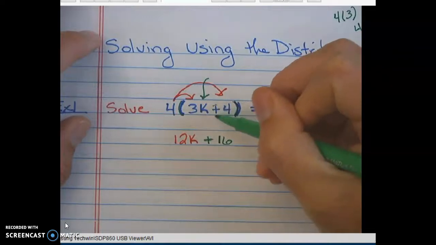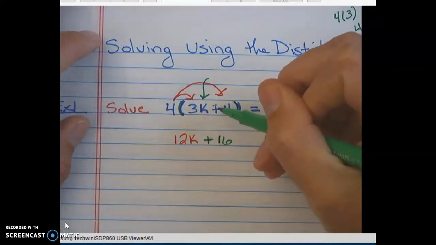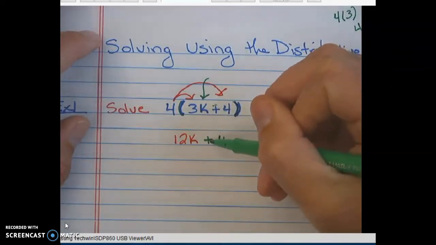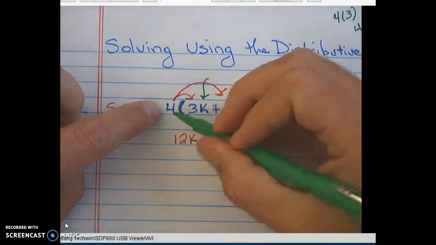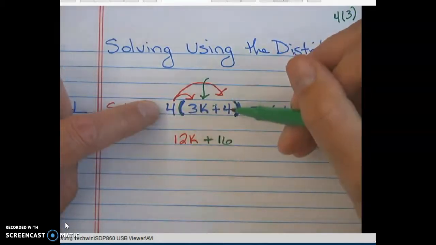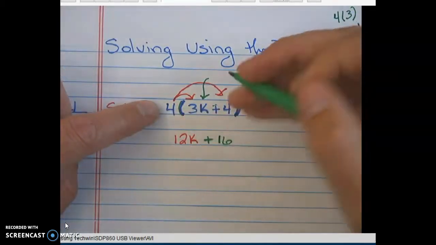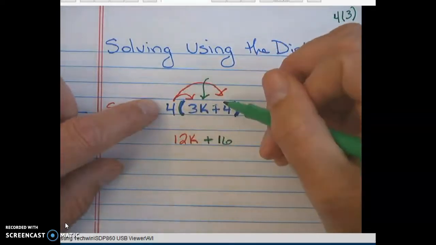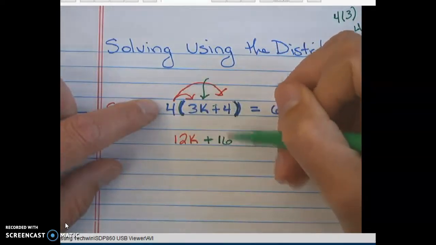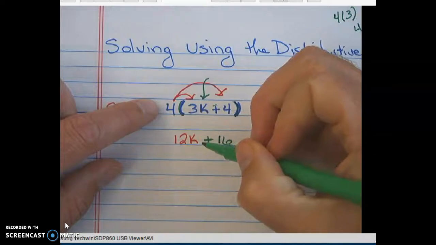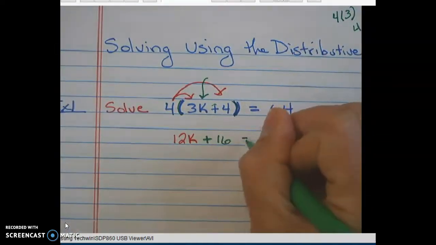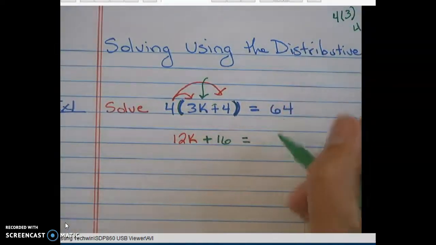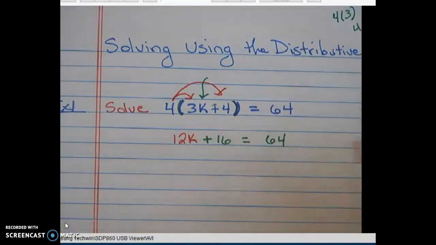This sign will not always come straight down. There will be times that this will be a plus and your answer will be a minus. If this was a negative 4 out here, a negative 4 times a positive 4 would be a negative 16. So don't just get used to copying that down. You want to do that math, figure out what your answer is, and then choose your sign. So 4 times 4 being a positive 16. And then that equal sign comes down. We didn't touch that, and that's equal to 64.